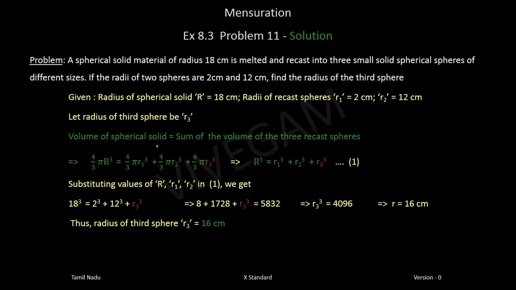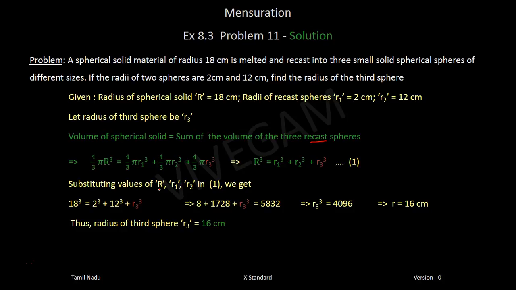So the volume of the spherical solid is the sum of the volumes of the three recast spheres. You don't even need to write all this recast and everything, just the sum of the volumes of the three spheres. So 4 by 3 pi capital R cubed will be 4 by 3 pi R1 cubed plus 4 by 3 pi R2 cubed plus 4 by 3 pi R3 cubed. We cancel 4 by 3 pi commonly out. All the terms have it, so you can cancel it. So capital R cubed will be R1 cubed plus R2 cubed plus R3 cubed.